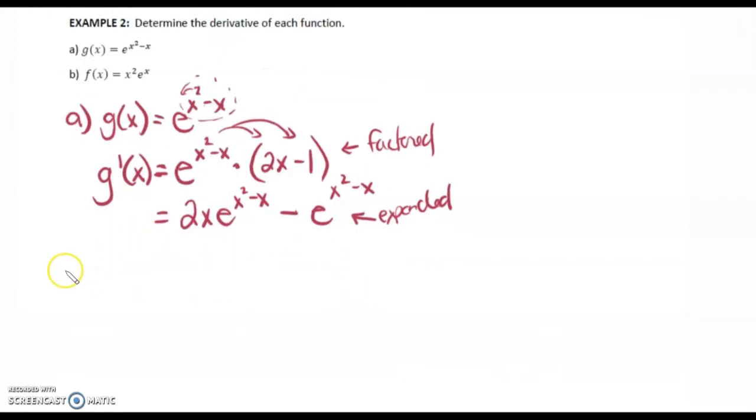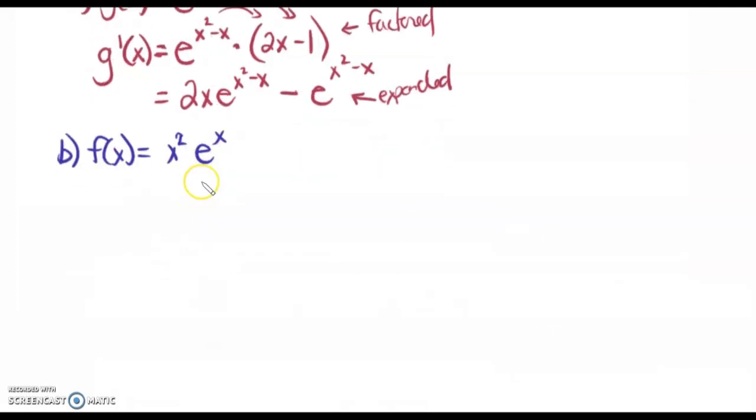Okay, so I'm going to rewrite b now. I get f(x) = x^2 e^x. Taking a look at this, we have two separate functions that are multiplied by one another. We have x^2, then we have e^x. So if we call this u and this v, we know that the derivative of uv is the derivative of u times v plus u times the derivative of v. So let's apply the product rule.